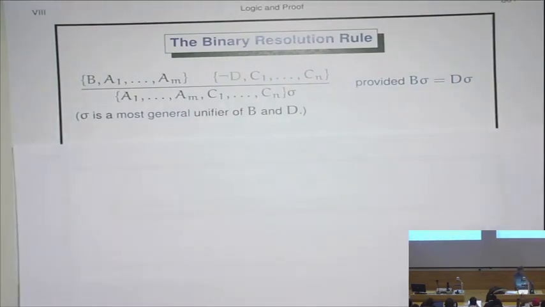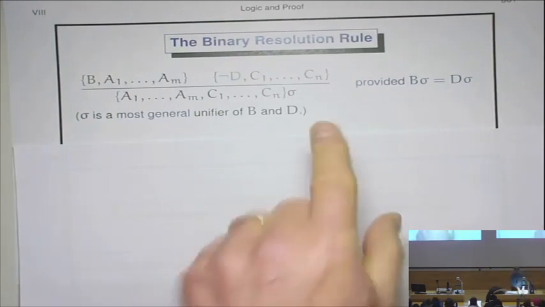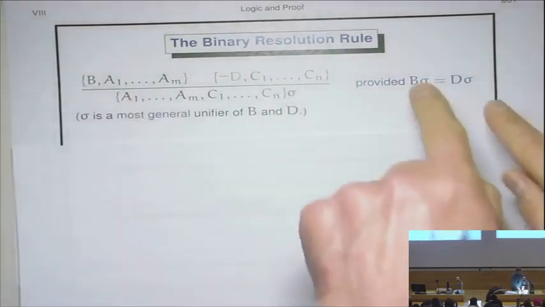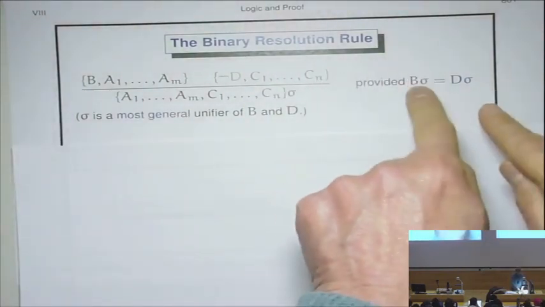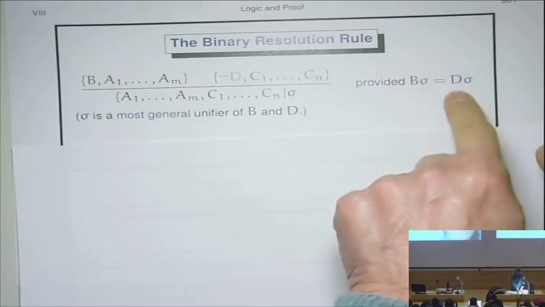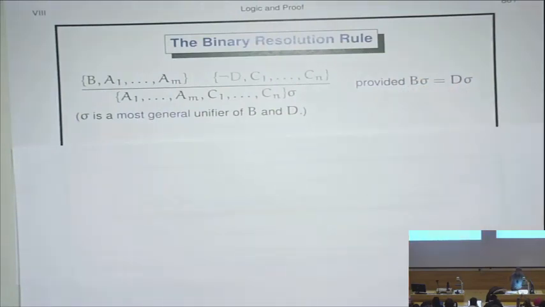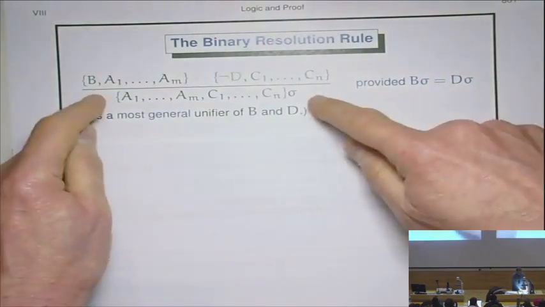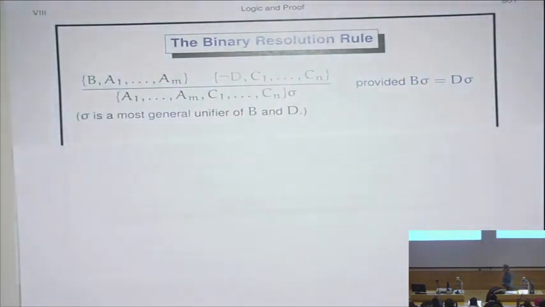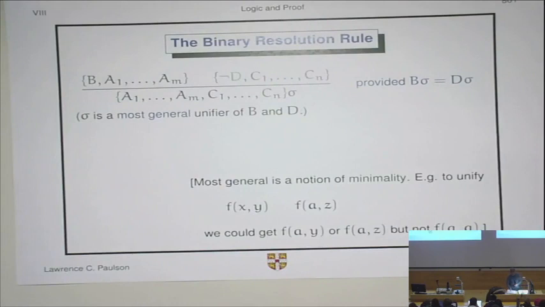What do I mean by most general unifier? Actually, this rule is sound for any unifier, because whenever B substituted with sigma equals D substituted with sigma, whenever they're equal, this thing makes sense. But of course, what is the best way to do it? The idea of a most general unifier is one of those things that doing it any other way would be stupid. The idea is, literally the most general possible thing.